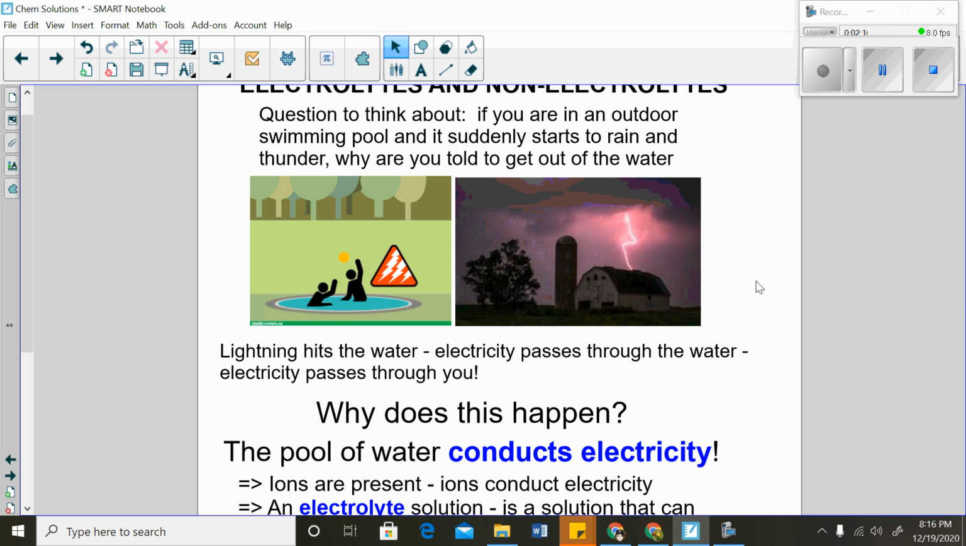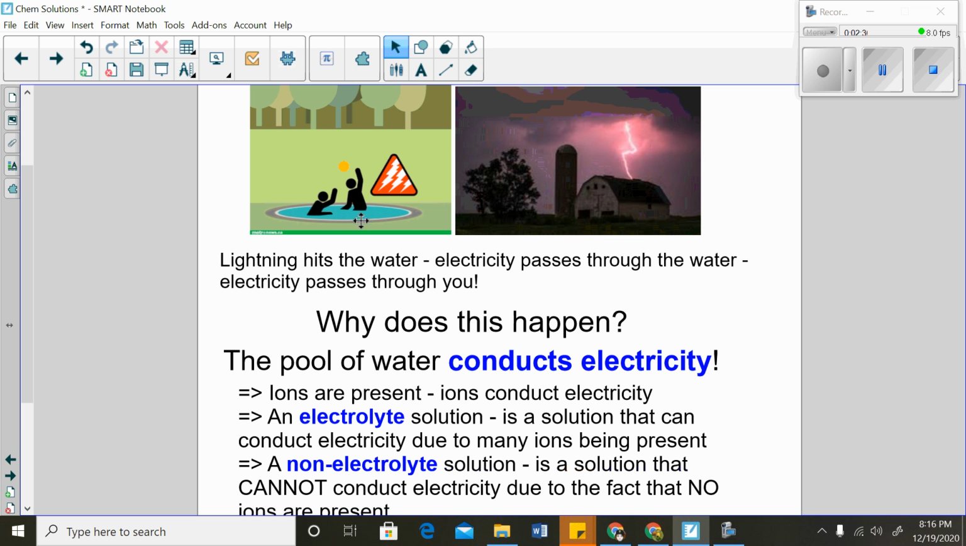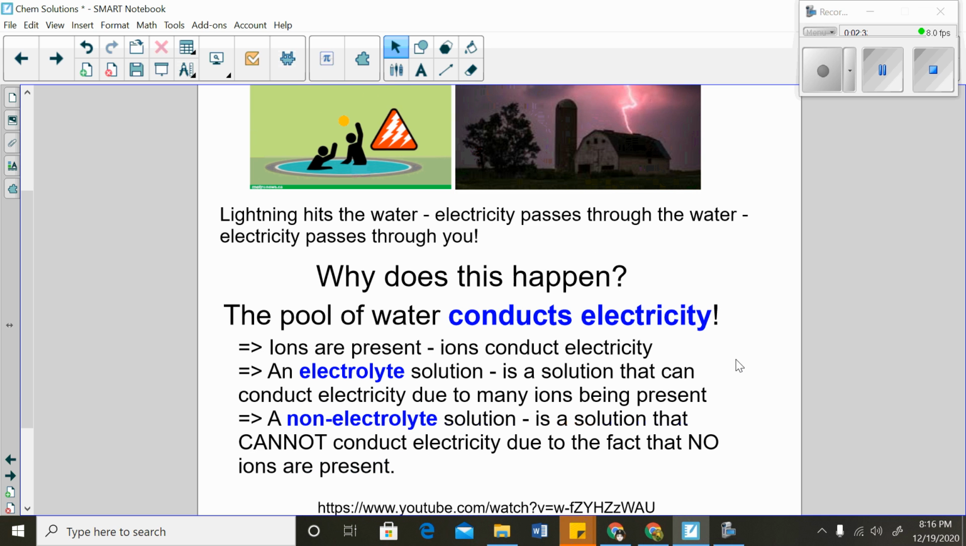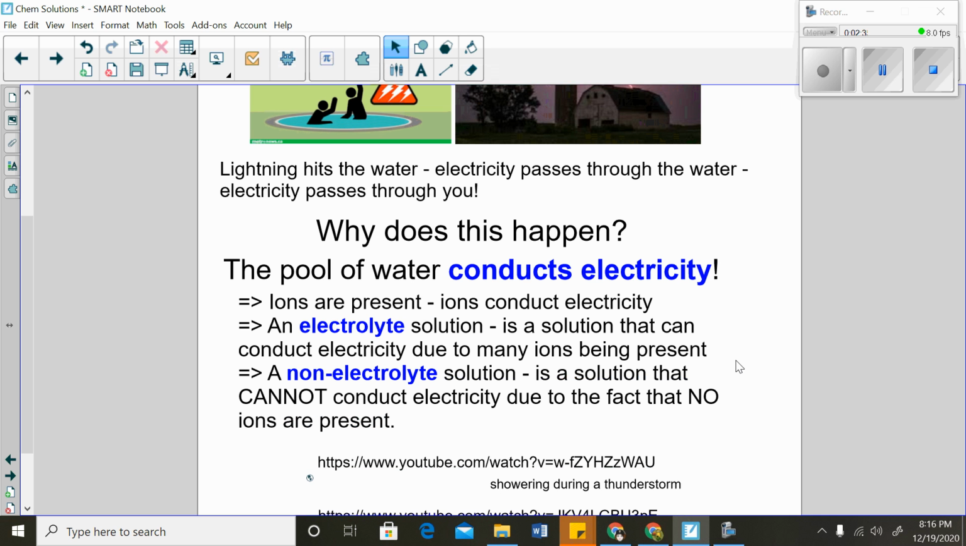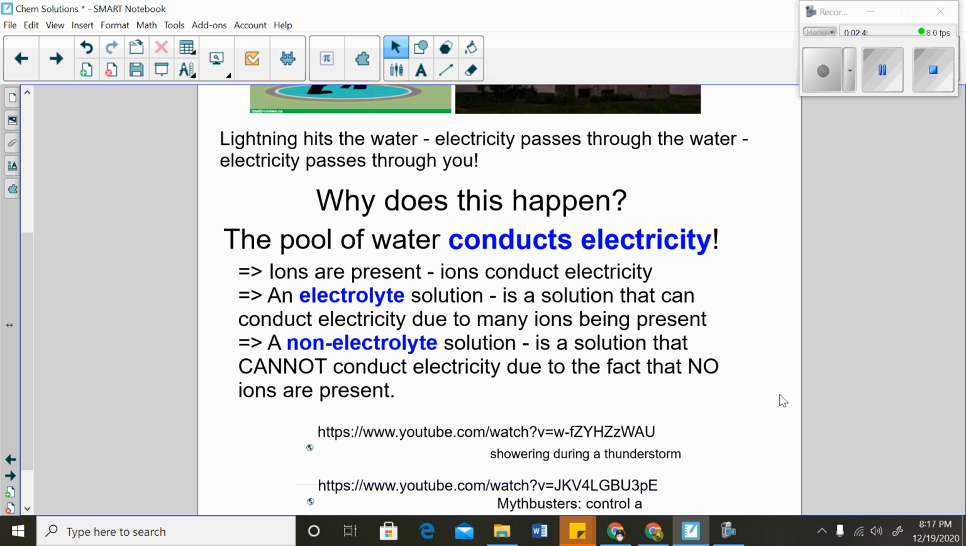Same concept. If it hits a particular area of the house, it could be attracted to the pipes and maybe pass through the pipes where the water is being carried through the shower to you. So it is a possibility. I'm not saying it happens all the time, but it is a possibility. And why does this happen? Well, let's go back to just the pool example. If you're in the pool and you're being told to get out, the pool of water conducts electricity. Ions are present, and ions conduct electricity. So an electrolyte solution is a solution that can conduct electricity due to many ions being present.